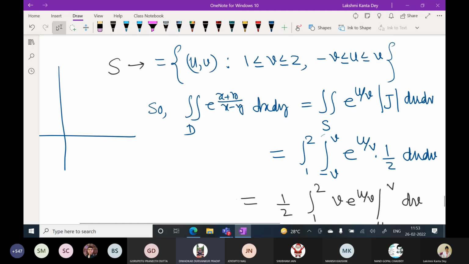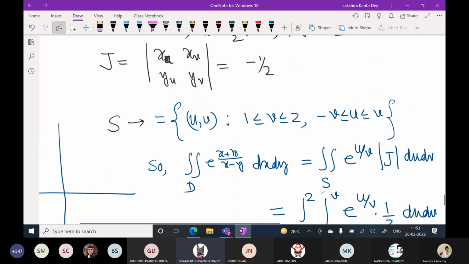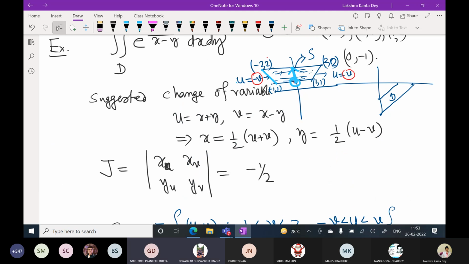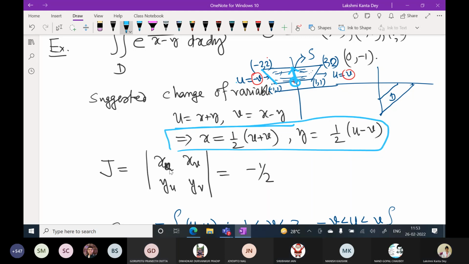Sir, where are those points (1,1), (2,2), (-1,1) and (-2,2) plotted from? It is from the change into (u, v). So the doubt is how did you get the equations u equals 2 and u equals minus 2? That we get by putting x equals half into (u plus v) and y equals half into (u minus v) in the equations given. You'll get the line equations and then you can solve. Just add u and v, you will get 2x. x is half of (u plus v).